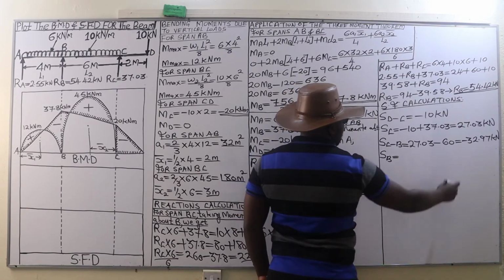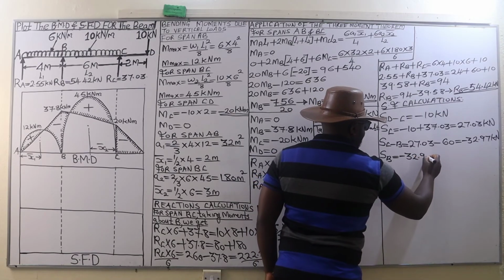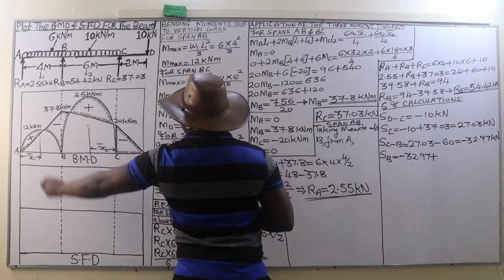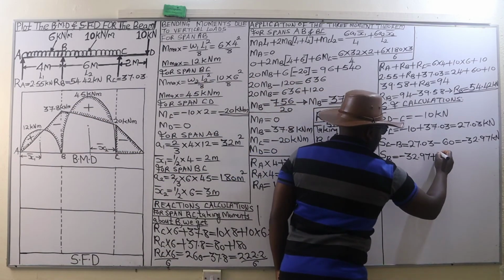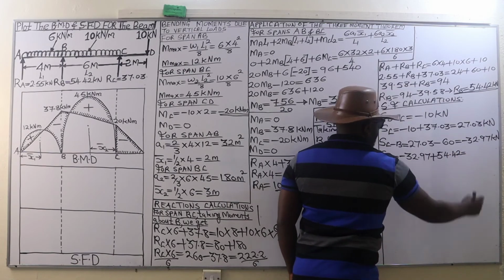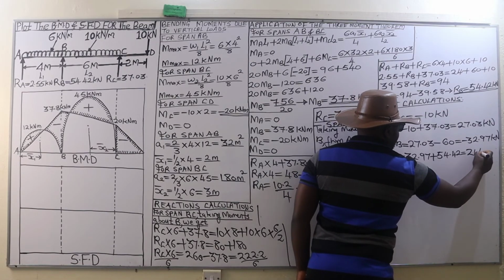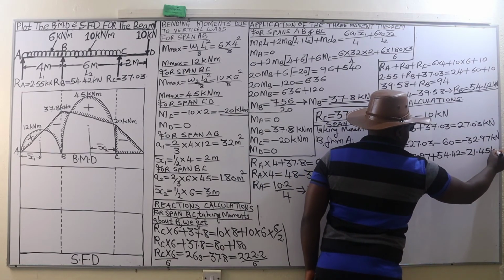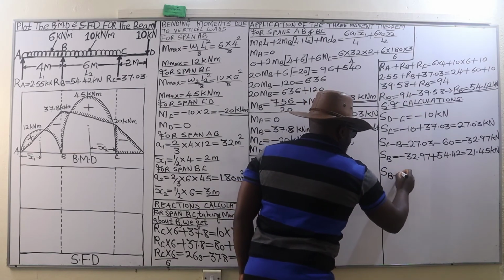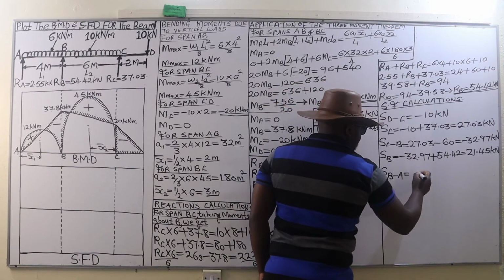Then from there we go to shear force at B, at the support B. And the shear force at the support B will be the negative 32.97 kilonewtons plus the reaction at B, which is 54.42 kilonewtons. So we add 54.42 kilonewtons, which is going to give us a shear force of 21.45 kilonewtons.